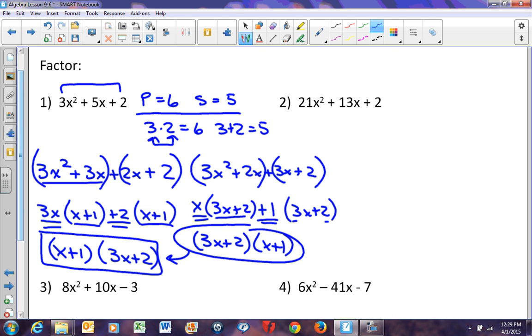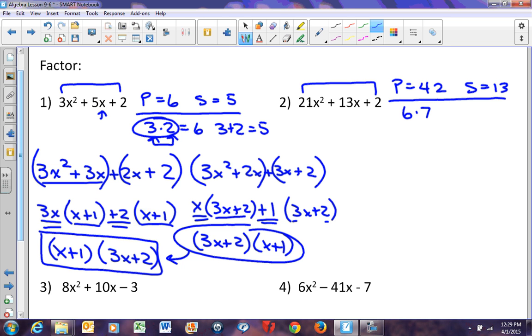So it doesn't matter which order you put these numbers in, as long as you notice you have to put the variable in the middle. Let's look at number 2. I need a product of positive 42 and a sum of 13. I'm looking at this going 6 times 7 is 42, and 6 plus 7 is 13. So 6 times 7, 6 plus 7 equals 13, so I know it's 6 and 7.